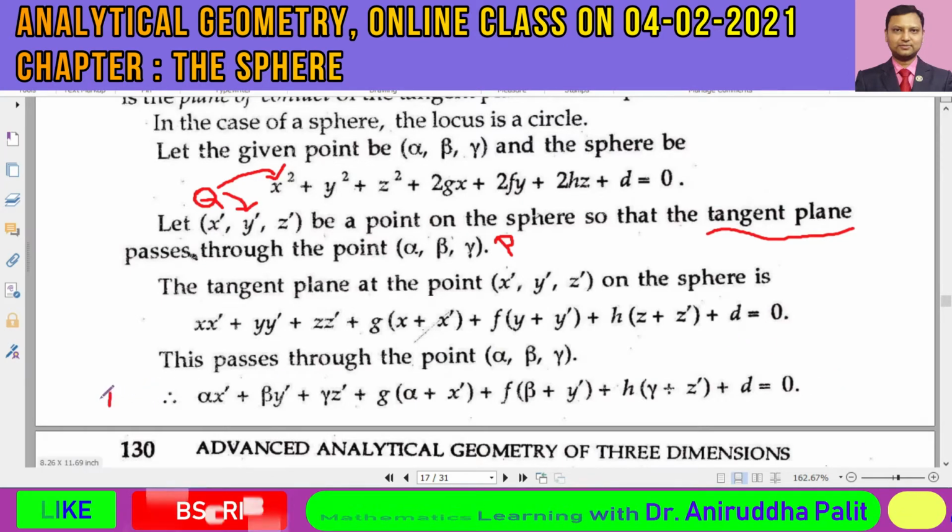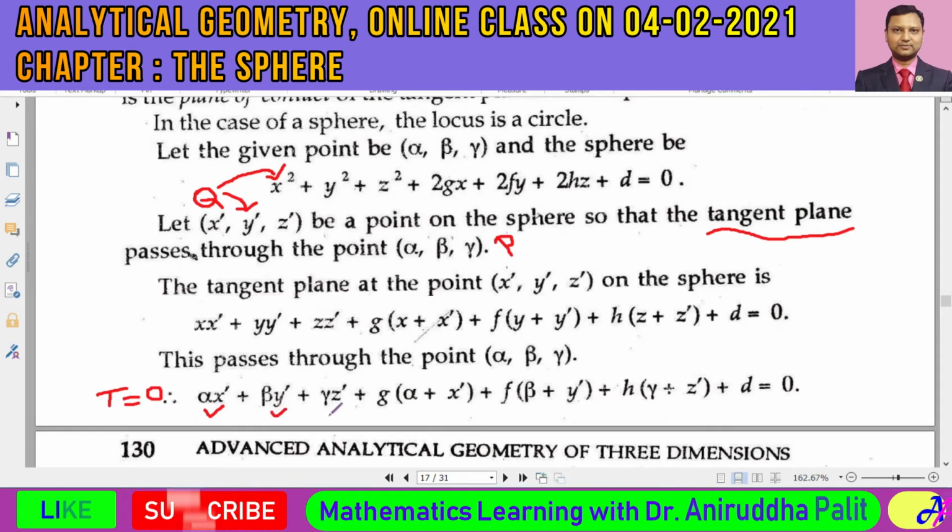What is the formula of this plane of contact? The formula is T is equal to 0. You see over here, in place of x we have alpha into x prime, beta into y prime, gamma into z prime, plus, in place of twice gx we have g of alpha plus x prime, in place of twice fy we have f of beta plus y prime, and in place of twice hz we have h of gamma plus z prime, plus d.